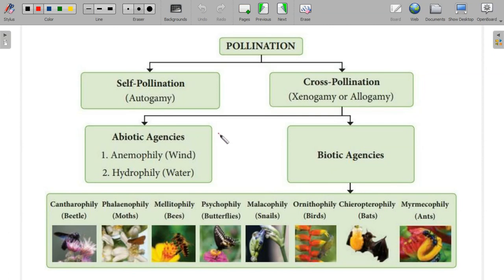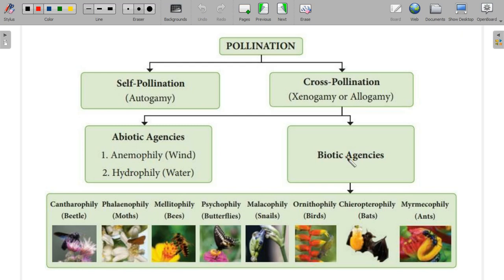We have self-pollination and cross-pollination, where cross-pollination is also called xeno or allo, meaning different. The abiotic agent is wind. The instrument used to measure wind speed, what is that instrument, children? Anemometer, sir. So here we use the term anemo, meaning wind, and philly means loving. So wind-pollinated flowers; hydro means water, so water-pollinated flowers. So there are only two non-living agents of pollination: anemophily and hydrophily.